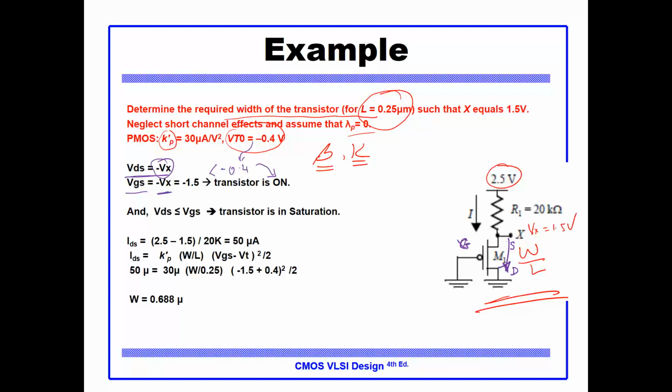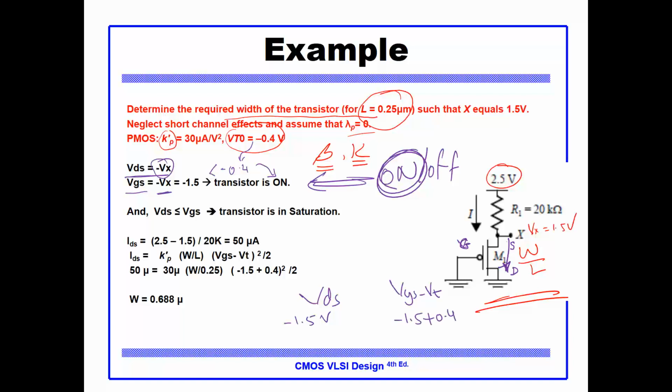First of all, we have to decide if the transistor is on or off. We established that it is on, so we need to see what region it is in. We have to compare VDS, which is minus Vx, minus 1.5 volt, and VGS minus Vt, which is minus 1.5 plus 0.4, which is minus 1.1. Well, this is larger than this. In the case of the PMOS, that means the device is in what region? Saturation.